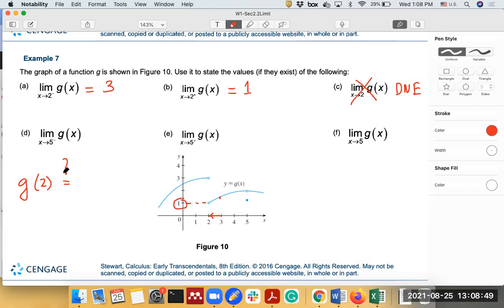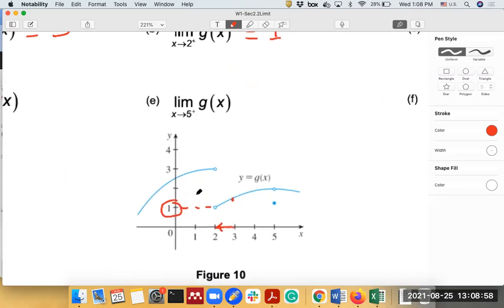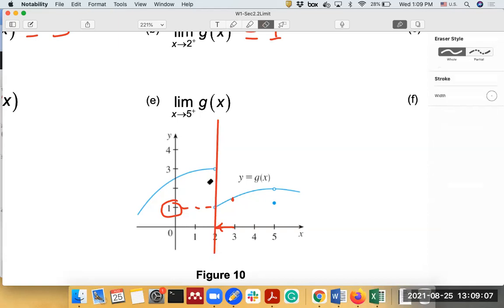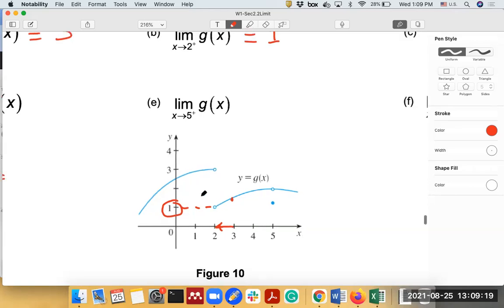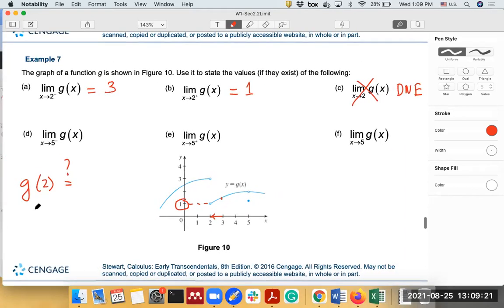What is it? Good point. It does not exist because at 2, it means that we should draw a vertical line going through the point x is equal to 2. Wherever it cuts the curve, it should be the value of the function. But here, at 2, there's a hole on the left branch. There's another hole in the right branch. So it means that it's not defined at 2 here.